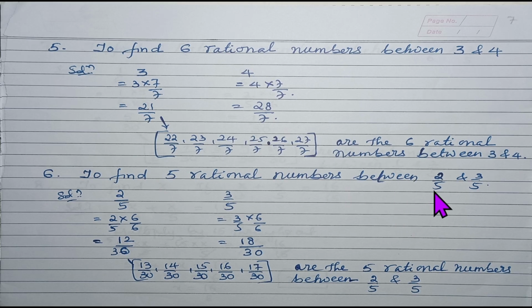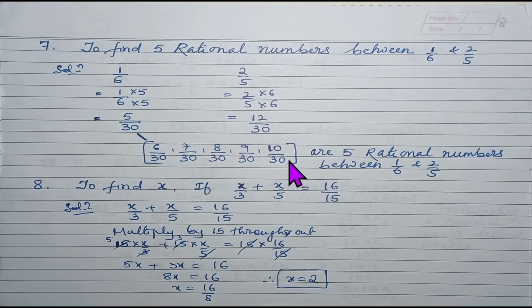Now to find 5 rational numbers between 2 by 5 and 3 by 5. So write 2 by 5 and 3 by 5 here. You find the denominator is the same, absolutely no problem at all. Then add 1 to 5, that is 6, and multiply by 6 in both numerator and denominator for both the rational numbers. You get 12 by 30 and 18 by 30. Between 12 by 30 and 18 by 30, we get 13 by 30, 14 by 30, 15 by 30, 16 by 30, 17 by 30, which are the 5 required rational numbers between 2 by 5 and 3 by 5, and a very easy example.